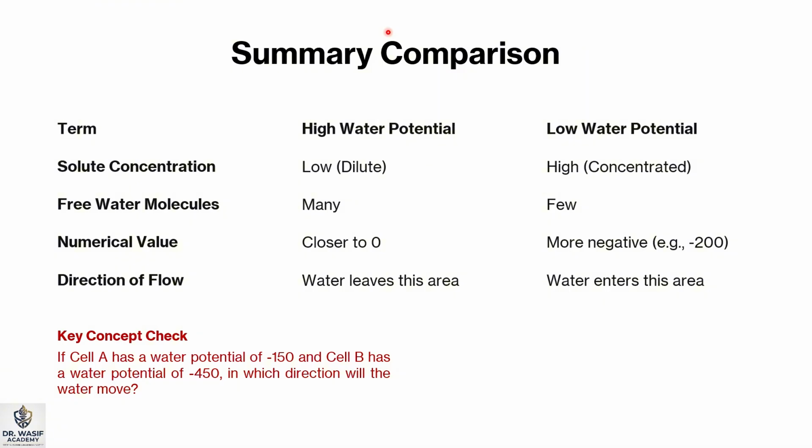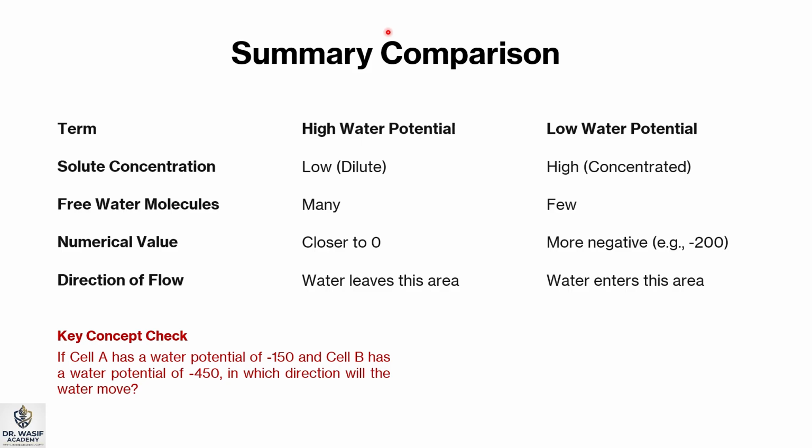I just repeat it for your understanding: lower water potential, what does that mean? Low water potential means the solute concentration is high and water molecules are fewer. So fewer water molecules, water potential is low. More water molecules, then water potential is higher, but solute concentration is lower.